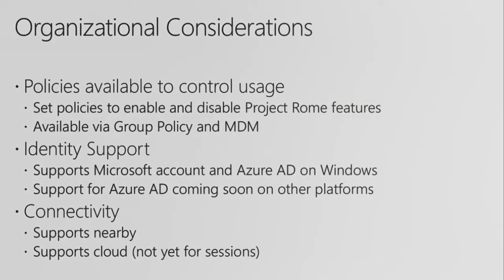Following on from there are organizational considerations. Initially with Project Rome, we went, hey, what does it mean for a commercial developer? But what we're trying to do now with Project Rome is start moving into the enterprise space. So we want to make sure that your line of business applications can take advantage of these capabilities, but also that as an organization, you have the right controls around this functionality. There are policies already available for Project Rome features to enable and disable the functionality. So if you don't want your users to use that, you can set group policy or MDM policy on your Windows devices to control the usage of that.